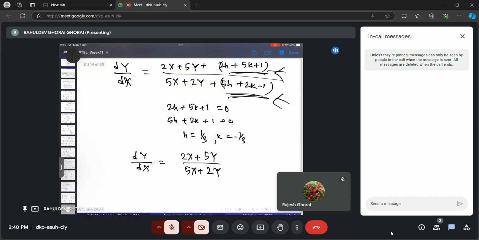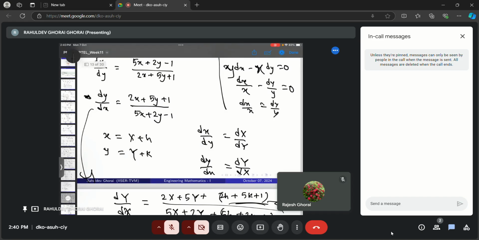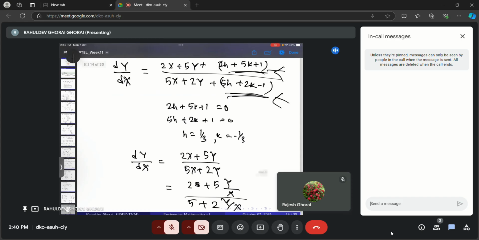So now it will be very easy. You can see that this is nothing but (2 + 5 times Y/X) over (5 + 2 times Y/X). Now, I have already shown that you choose Y/X equal to v, and then you proceed like the first one. So you pause for some time and check whether you understand this while watching the video.